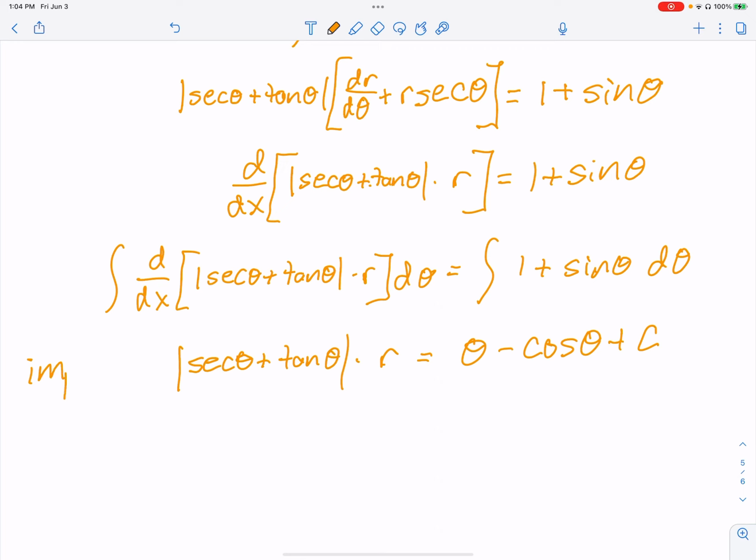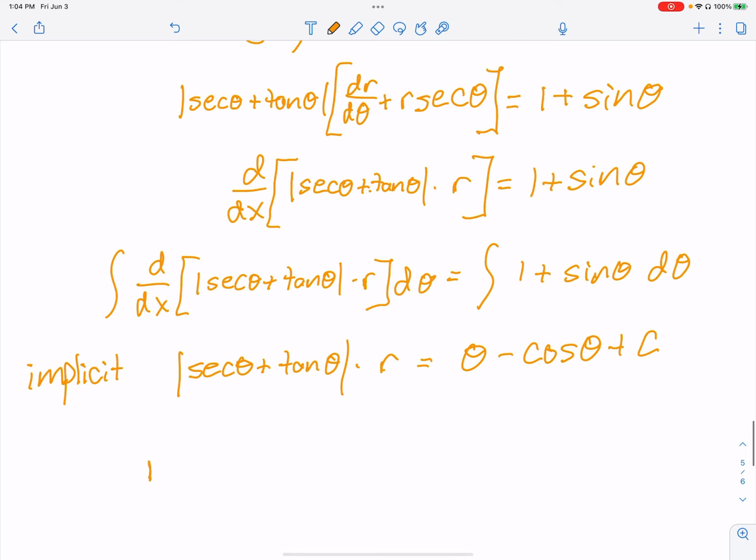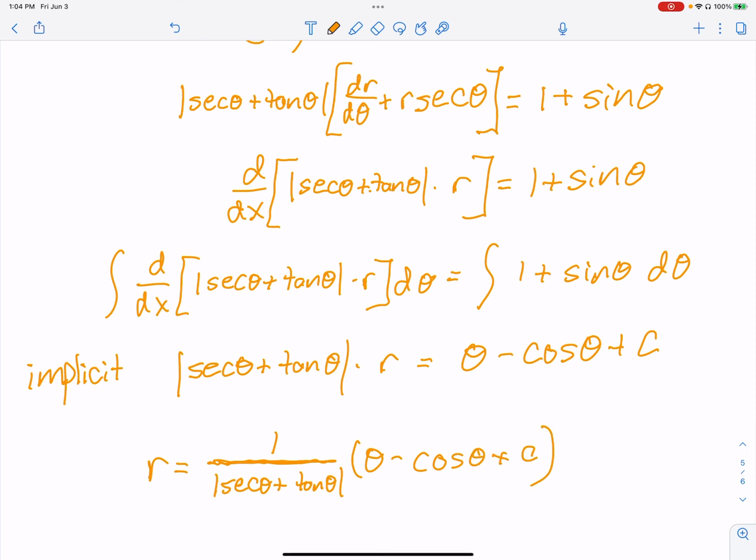This is an implicit answer. We could solve for r by dividing by that secant plus tangent theta. We should do that, I guess. So we get r equals, and this is the way I'm going to do it, 1 over secant theta plus tangent theta. Sorry for my bad fraction bar there. 1 over that, and then I'm just going to times it by this other side, minus cosine theta plus c. So there's a great answer. There's my explicit if I want it, or implicit would suffice.